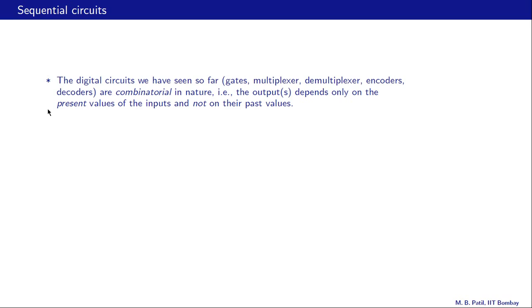For example, let us consider a multiplexer. Now the present value of the output for a multiplexer will only depend on the current or present values of the input lines and the present or current values of the select lines. And it really does not matter what happened in the past, what values these input lines or select lines had in the past. That simply does not matter. So that is a feature of all combinatorial circuits.